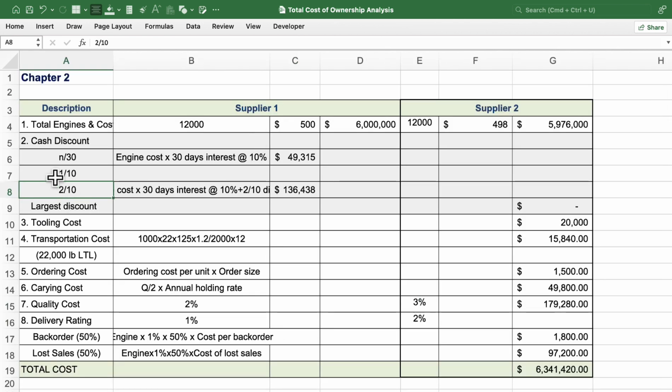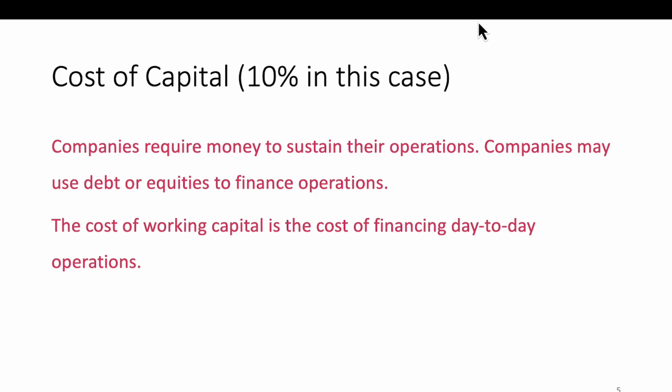So this one, 1/10, would be relevant to supplier 2, and 2/10 would be relevant to supplier 1. When we discuss payment to supplier, one important concept is cost of capital, which is 10% in this case. The idea of cost of capital is that every company needs money to run their day-to-day operations, and many times companies borrow money, or sometimes they use their debt or equity to finance their operation. That's called the cost of capital.